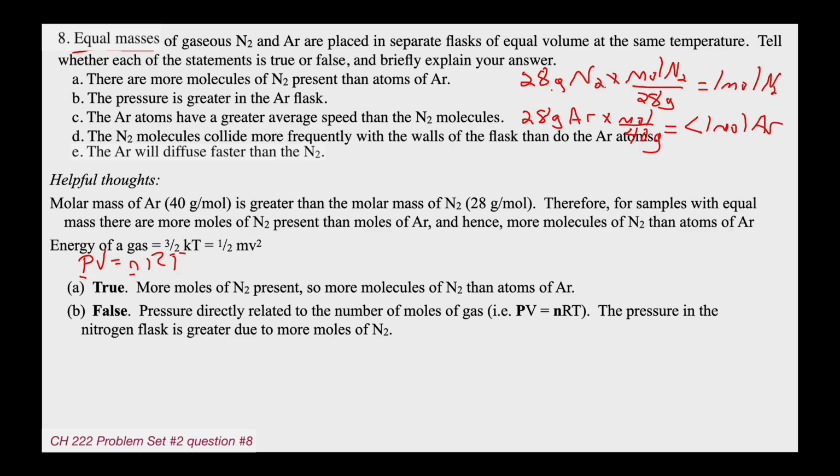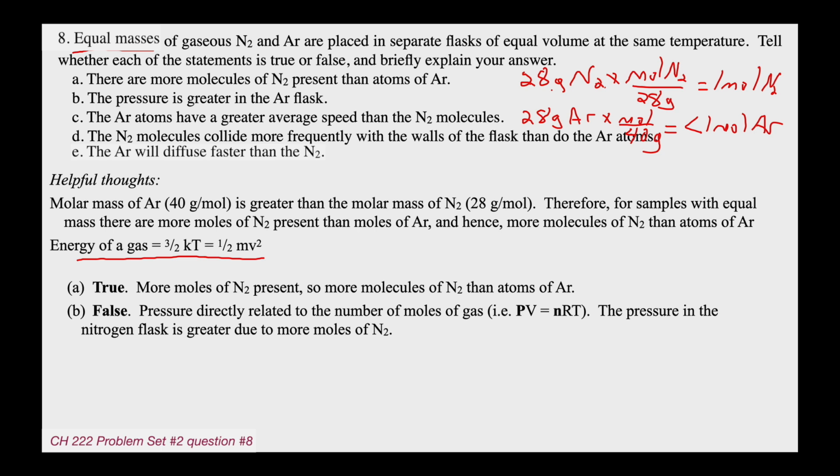So B is definitely false. There's going to be less pressure in the argon flask. C says the argon atoms have a greater average speed than the N2 molecules. And let's focus again on the energy equals 3/2 kT equals 1/2 mv squared.